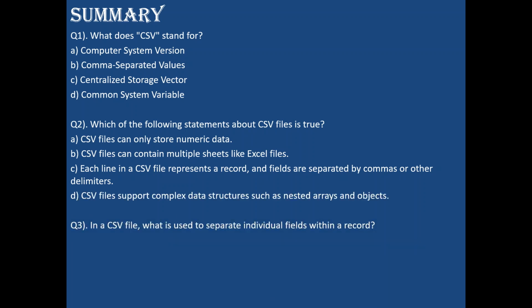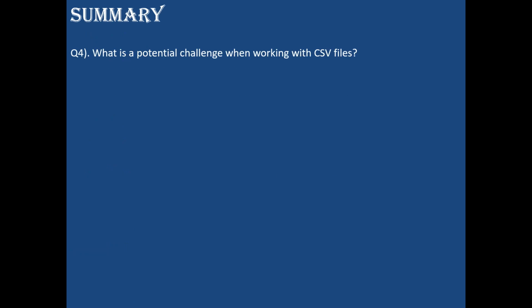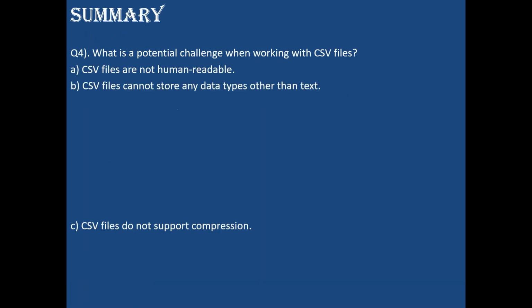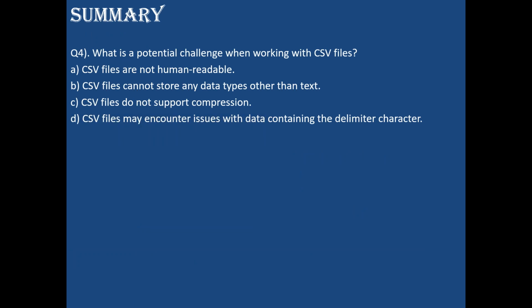In a CSV file, what is used to separate individual fields within a record is by default comma, but as we just discussed, you can have the pipe, you can have semicolon, you can have the tab, you can have double delimiter. It can be a double pipe, double dollar pipe, something like that. Okay. What is the potential challenge when working with the CSV file? So CSV files may encounter issues with data containing the delimiter characters. Yes, many of the people who are working know this is the main problem that we have in real time, in most of the complex things. So answer D is correct for the fourth one.